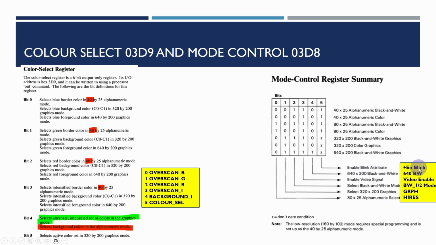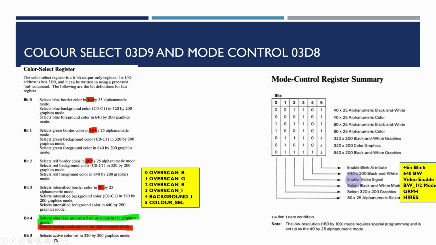The references on the right here in yellow, these are what the schematics tend to use for these particular signal names. So the enable blink attribute, if this is 1 then blinking will be enabled. The 640 by 200 black and white mode is to enable the high resolution 2-color graphics mode, which we'll be looking at later on in the series when we add the graphics.